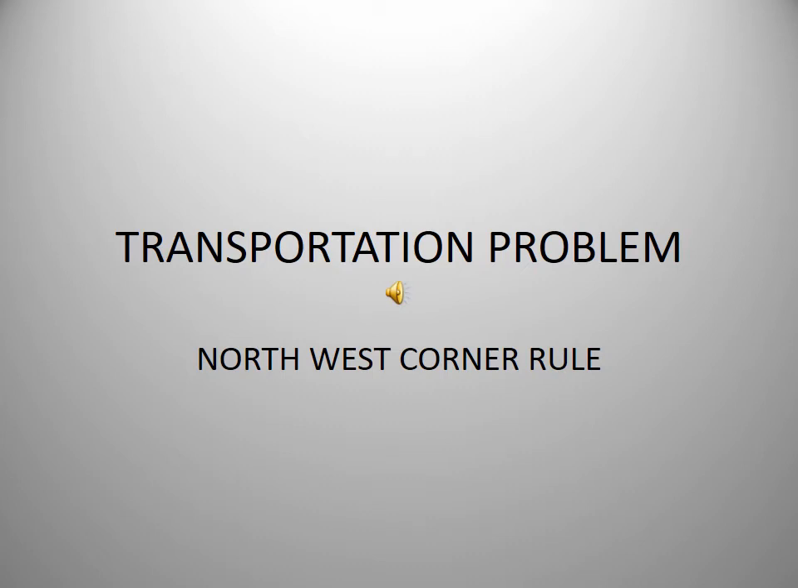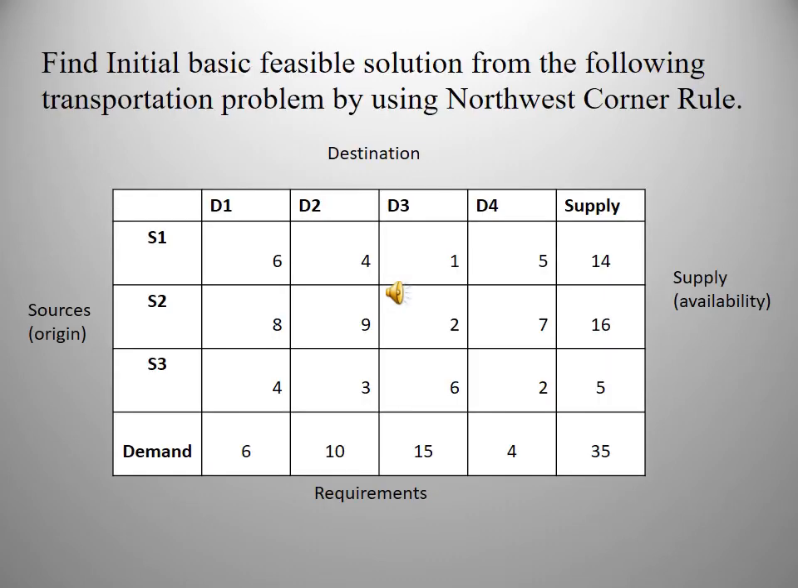Hi, in this video I am going to explain about finding the initial basic feasible solution of a transportation problem by using the northwest corner rule method. The question is to find the initial basic feasible solution for the given transportation problem. In this question, the given table is the transportation problem. We have to find the initial basic feasible solution using the northwest corner rule method.